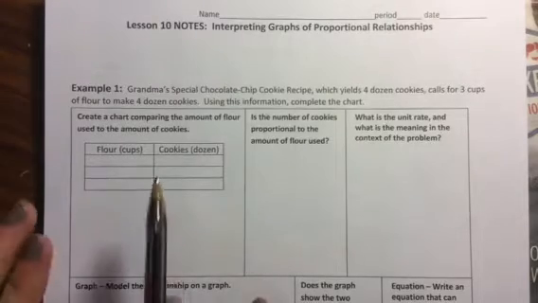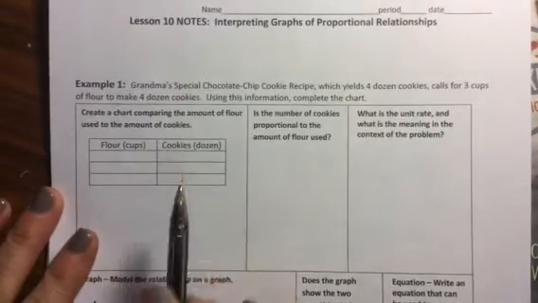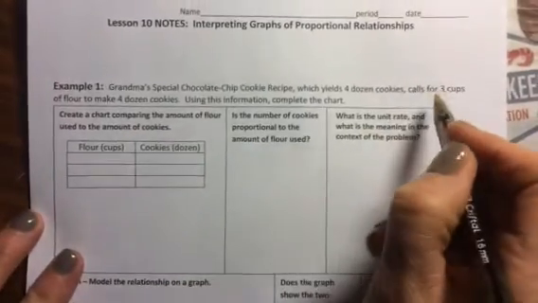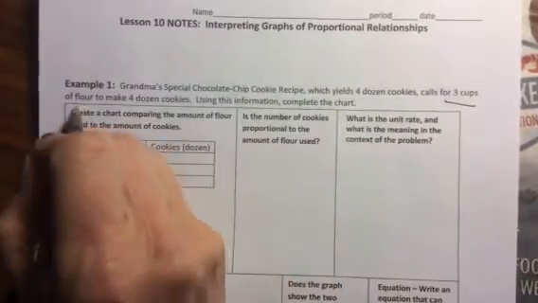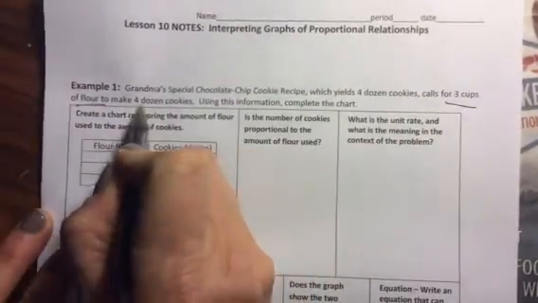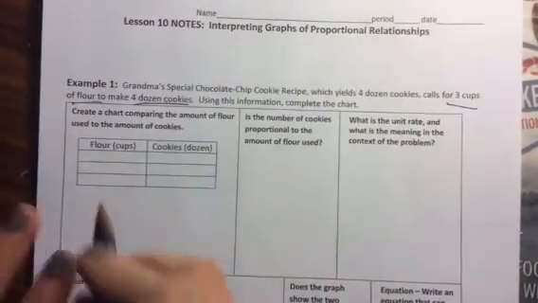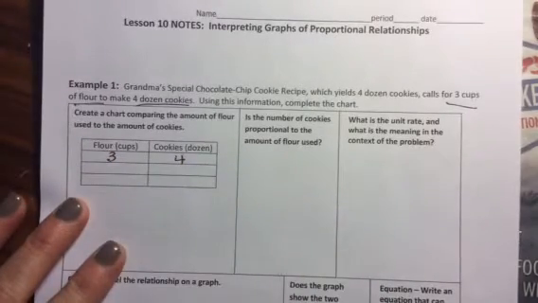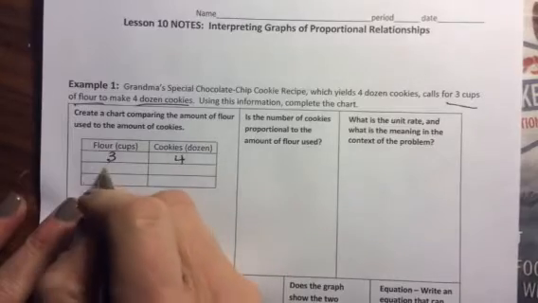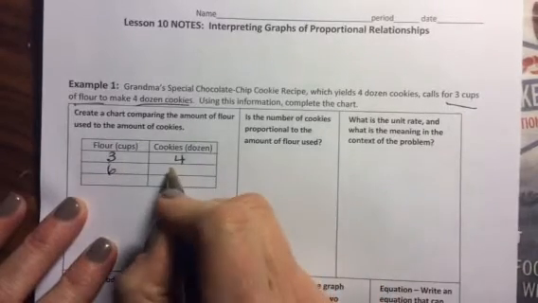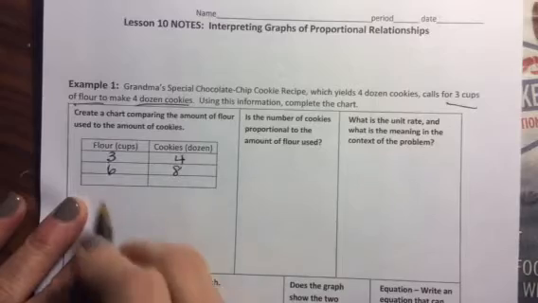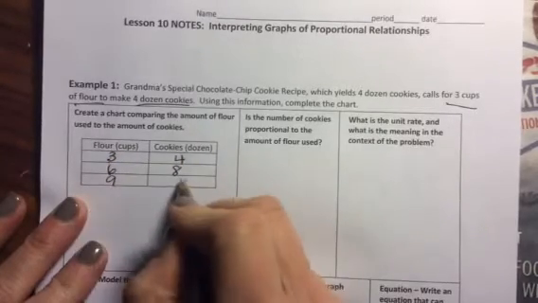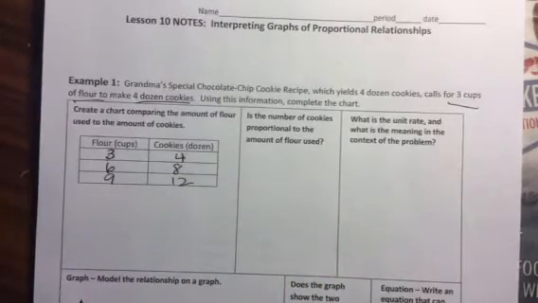Alright, so first of all, when we create our chart, we know that 3 cups of flour makes 4 dozen cookies. So 3 cups of flour, and we'll have 4 dozen cookies there. We multiply each of those by 2, we get 6 cups of flour for 8 dozen cookies. And if we multiply both of those by 3, we'll get 9 cups of flour equals 12 dozen cookies.